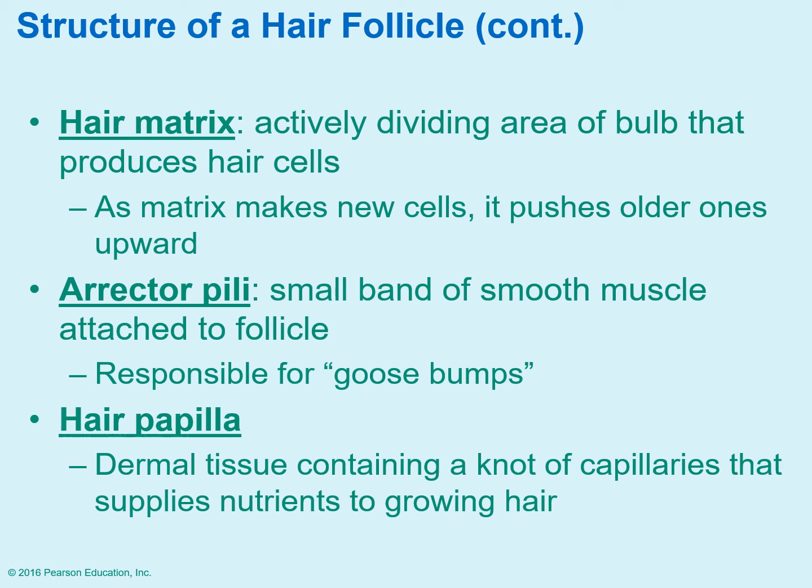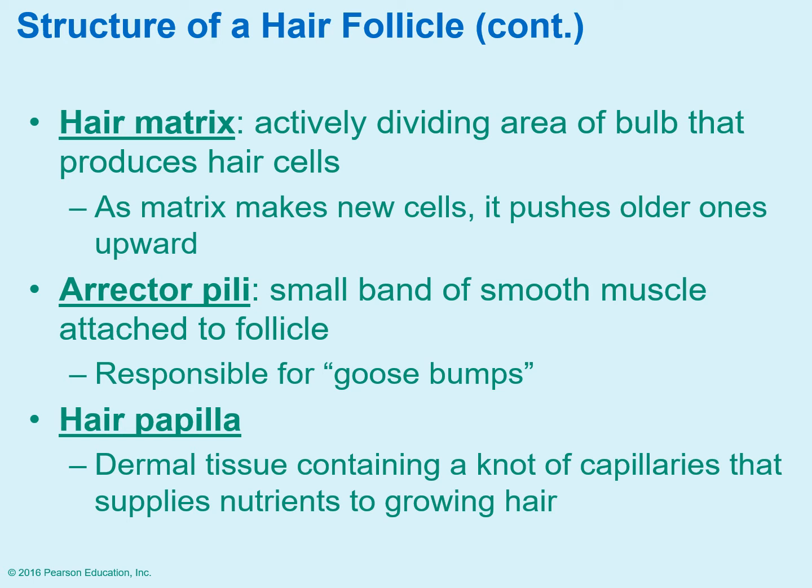So the hair matrix, that's the area of the bulb where the cells are actively dividing, and what happens is as a cell divides, kind of like what we saw with the epidermis, one cell stays there and then it pushes the older ones upward. And so it keeps getting pushed up.